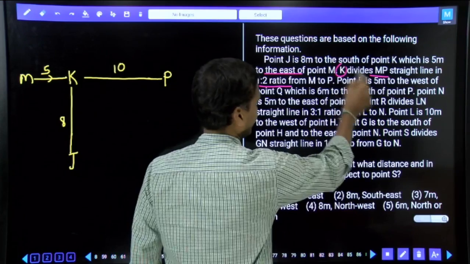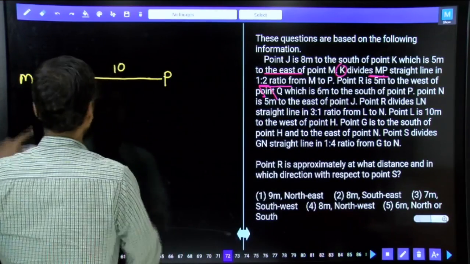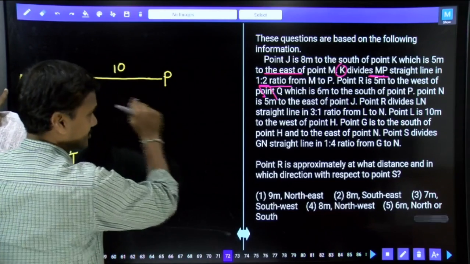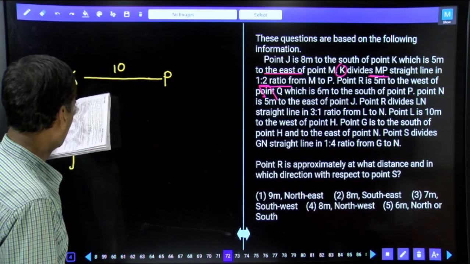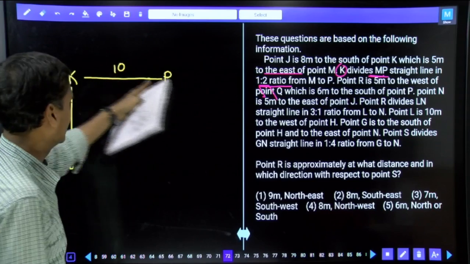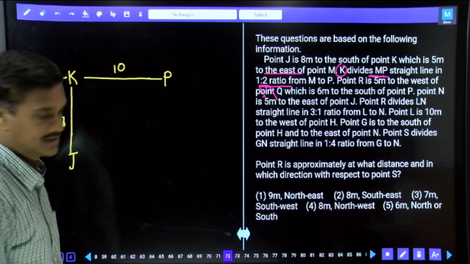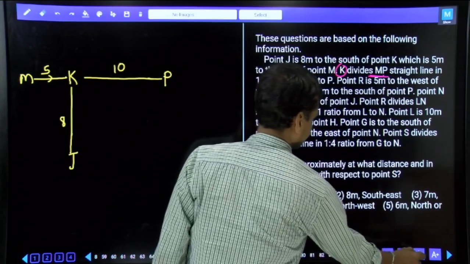K divides the line M and P in the ratio 1:2 from M to P. The direction is also clearly given from M to P. That means M to K is 1 part and K to P is 2 parts. 1 part equals 5, hence 2 parts must be equal to 10. Hence K to P is 10. Done with this? Next one.